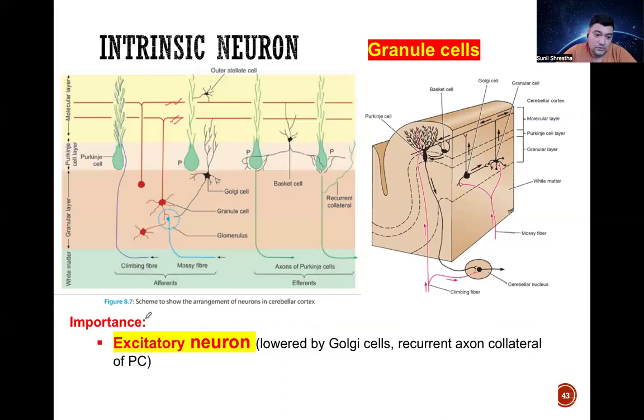So what is the main function of this granule cell layer? This one is an excitatory neuron. You just have to remember that the granule cell is an excitatory neuron, and its excitation is loaded by the Golgi cell and the recurrent axon collateral of the Purkinje cell. So the excitatory neuron and its excitation might be loaded by the Golgi cell. Okay, so Golgi cell, this one is an inhibitory neuron.